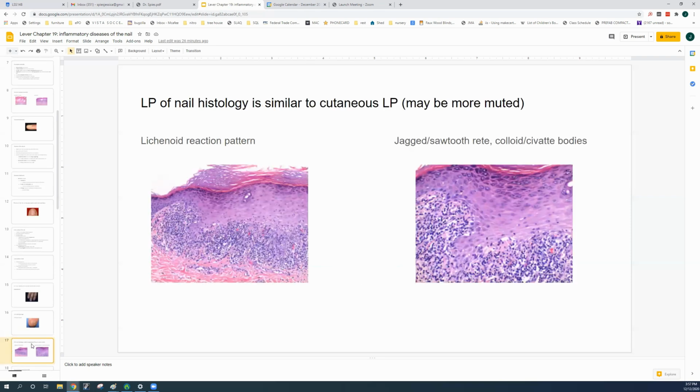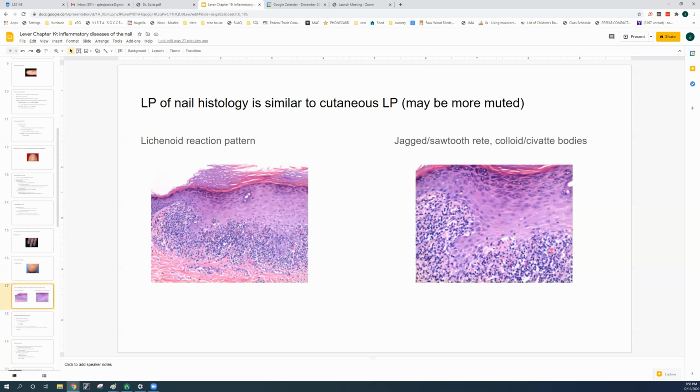And then here, just a little reminder of what LP looks like histologically. You have a lichenoid reaction pattern or a band-like infiltrate of lymphocytes, sometimes of histiocytes and melanophages in the dermis. And then you get this sawtooth or jagged rete ridge formation with colloid bodies, these pink globs here are colloid bodies. And you can also often see individually necrotic keratinocytes, probably tucked in here, hard to see in this picture. And you also get hypergranulosis.